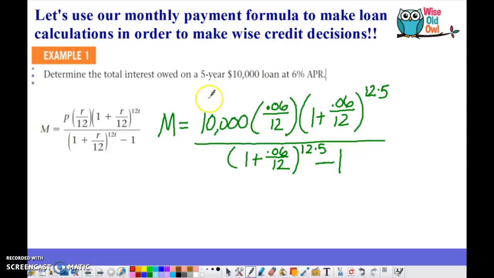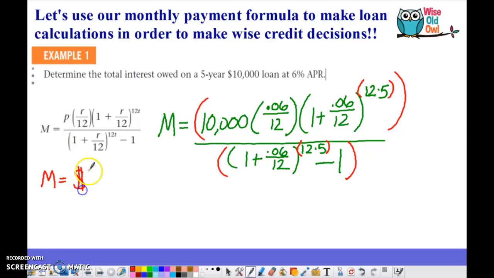When I'm plugging it into my calculator, I'm going to make sure to put my entire numerator in parentheses, the entire denominator in parentheses, and, depending on my calculator, I'm going to put those exponents in parentheses. Once we plug that into your calculator, if you need to, pause the video to make sure that you have time to plug it in. But you should get, for your monthly payments, $193.33. Again, these are our monthly payments.